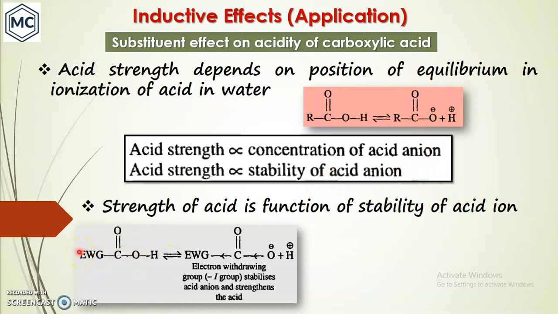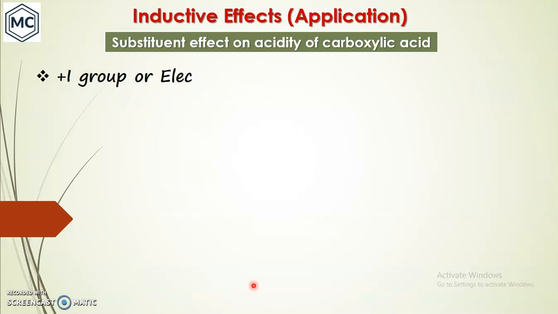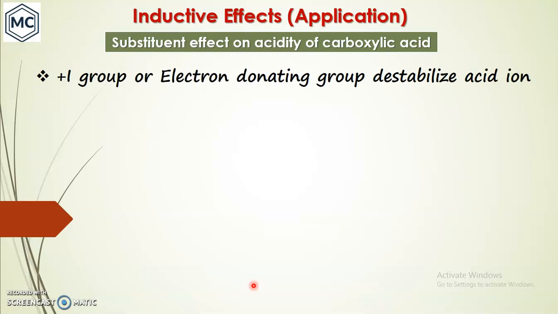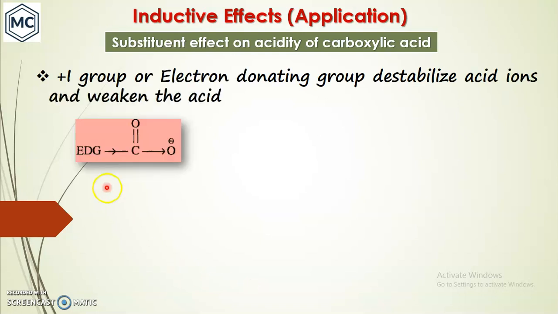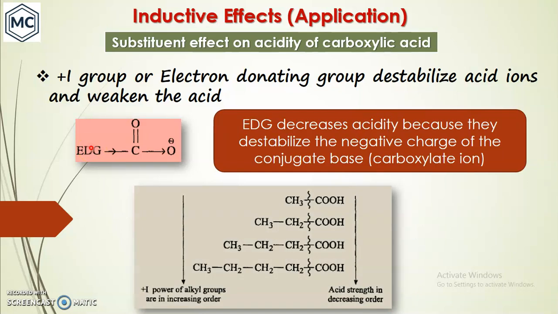When you have an electron withdrawing group or an electron donating group, what will happen to the stability? Usually when you have an electron withdrawing group, a minus I group here, it can stabilize the anion, and then it becomes a stronger acid. So electron withdrawing groups enhance acidity because they help to stabilize the negative charge of the conjugate base or carboxylate anion. Plus I groups or electron donating groups destabilize the acid anion and weaken the acid. So if you have an electron donating group, it decreases the acidity. You can see here, when you have a more electron donating group like this, acid strength gets decreased.